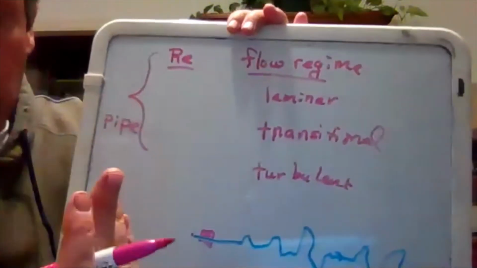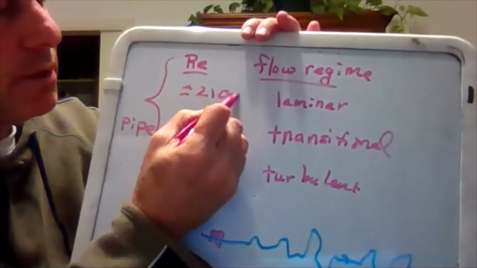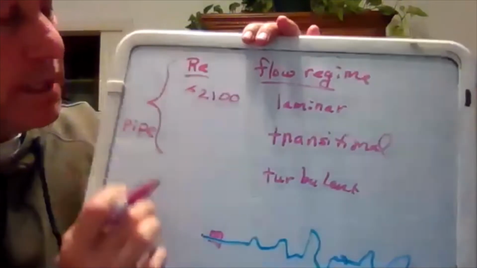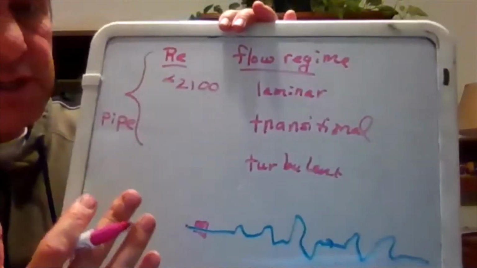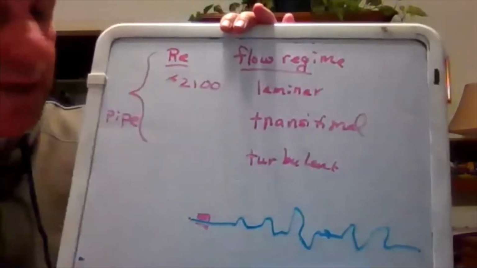So what's the low cutoff? Well, less than or equal to 2,100 is going to be laminar, or less than. Don't worry about the equals too much. We'll just call it less than. So for example, on the previous example, the engine oil, we got 111. That was definitely laminar flow.